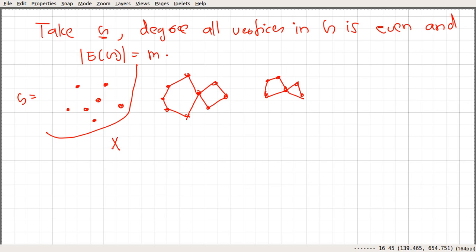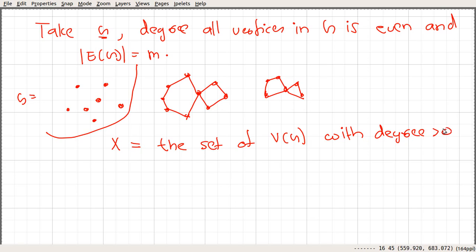So let me define a set X. X is going to be the set of all the vertices in G with degree strictly greater than 0. What we are doing is isolating all these isolated vertices having degree equal to 0. So this X contains all the vertices belonging to this component and this component. We are not going to consider these vertices here.